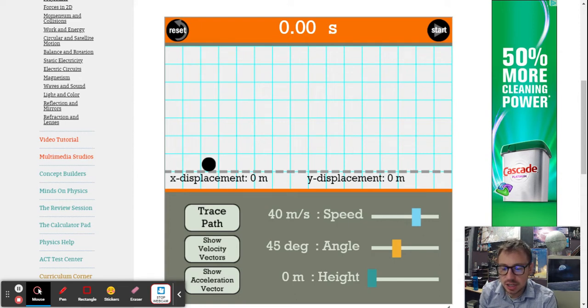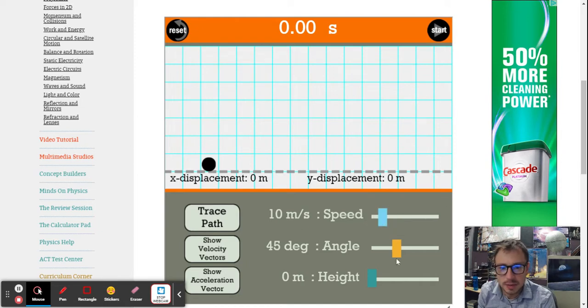Set the simulation up like the photo to the right. So the speed will be at 10 meters per second. So you set this to 10. You notice that it goes in 1 meter per second. We're just going to go by 10. So we're going to go 10.